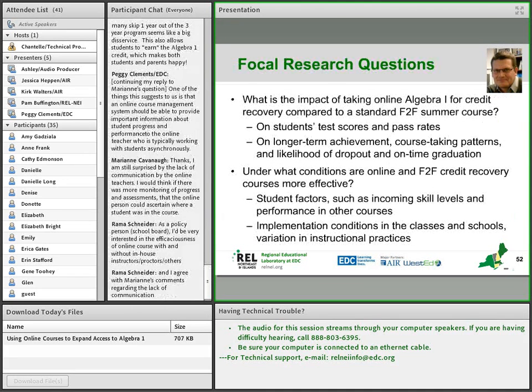In terms of our research questions, the first question, the first bullet, is what is the impact of taking online algebra for credit recovery compared to a standard face-to-face course? So here's the head-to-head question that we were really interested in. In terms of the outcomes that we're going to talk about today, what is the impact in terms of students' test scores and their pass rates? We gave them an algebra test at the end of summer school. And as well, what's the impact on their longer-term achievement, course-taking patterns, and ultimately on-time graduation? We won't have time to talk about that now since we're only 1 year into the study, but we will at some point.